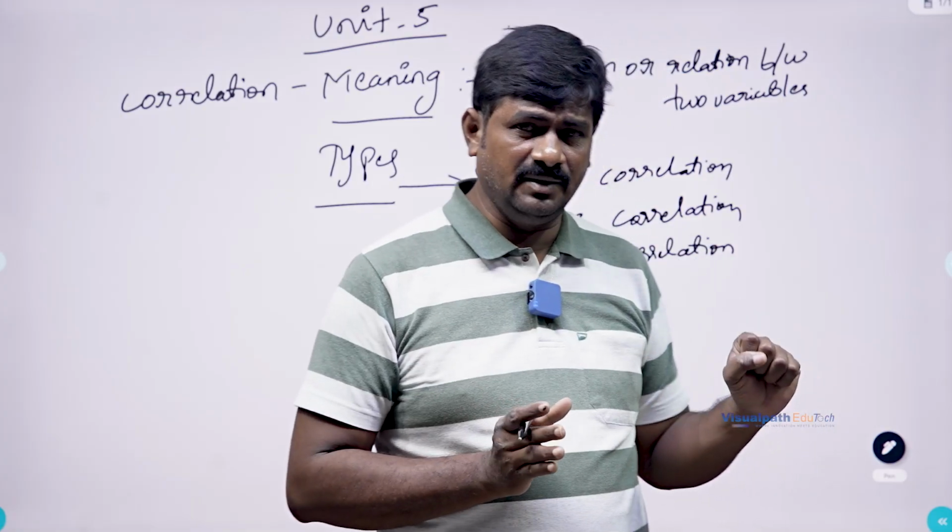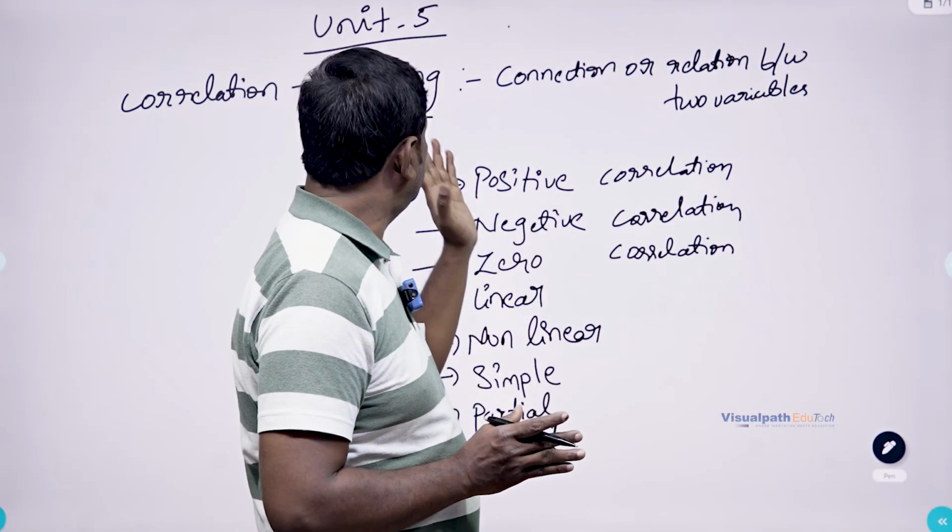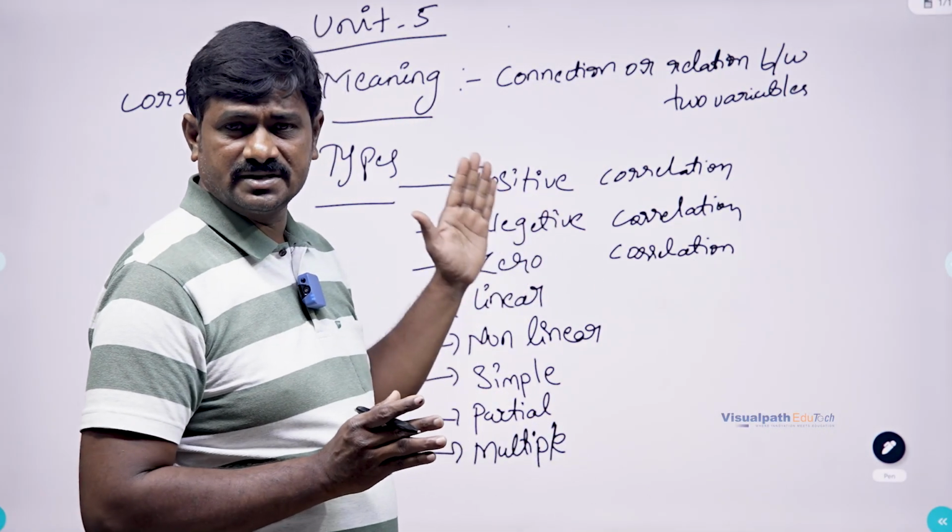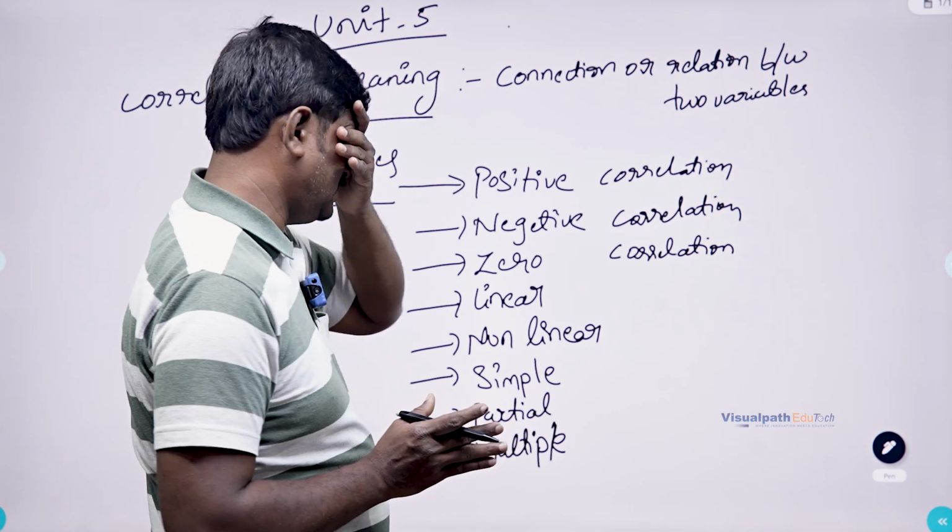These are all different techniques we applied in statistics to identify how the distribution will be. Then in this fifth unit, the concept is correlation.